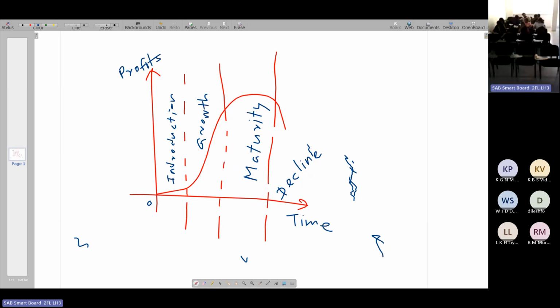You can see the profit here. In the introductory stage, the increase is very low. In the growth stage, it is booming. Then the maturity stage is stabilizing. Then after that, it is decline.